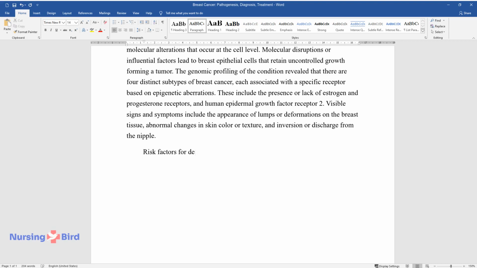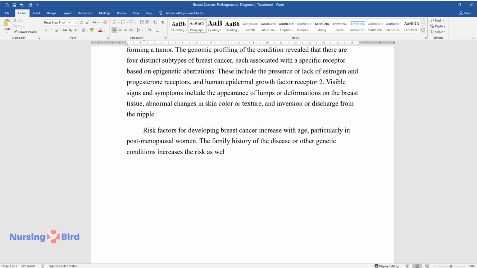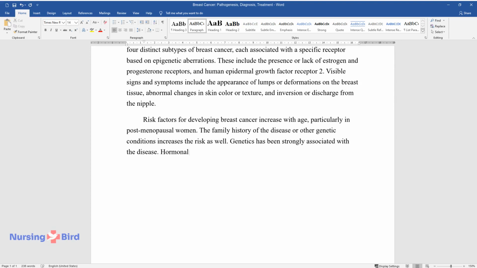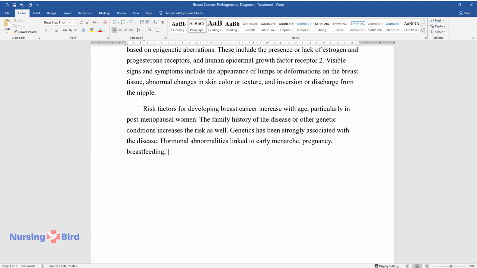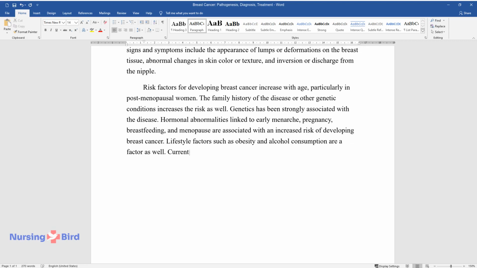Risk factors for developing breast cancer increase with age, particularly in postmenopausal women. The family history of the disease or other genetic conditions increases the risk as well. Genetics has been strongly associated with the disease. Hormonal abnormalities linked to early menarche, pregnancy, breastfeeding, and menopause are associated with an increased risk of developing breast cancer. Lifestyle factors such as obesity and alcohol consumption are a factor as well.